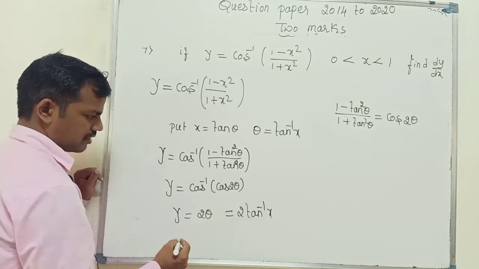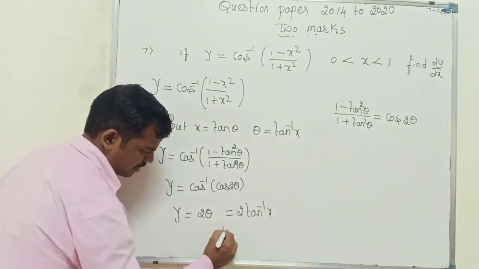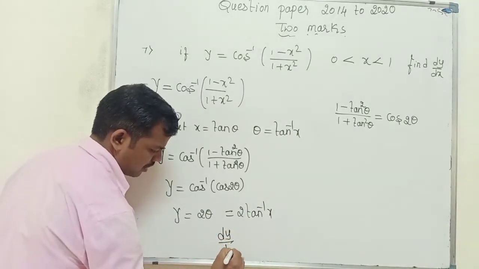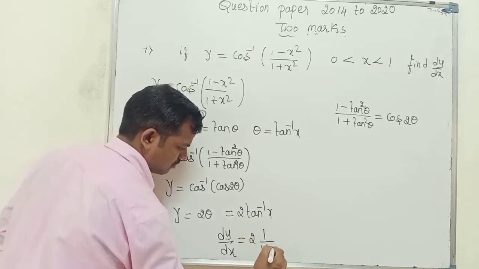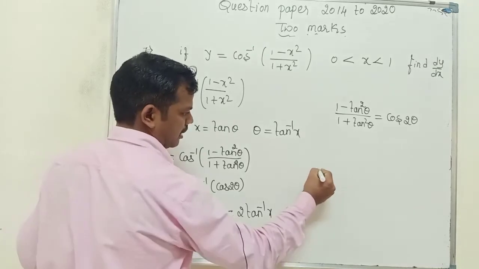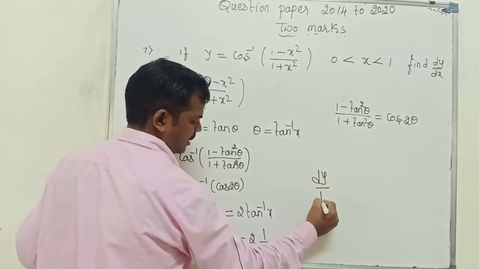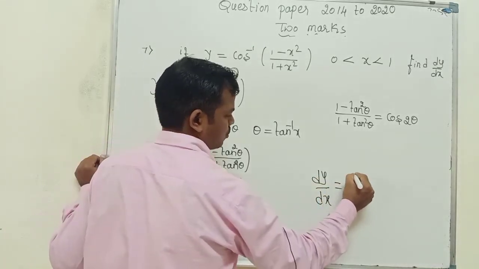So now differentiate this with respect to x. What happens? dy by dx is equal to 2 times the derivative of tan inverse x, which is 1 by 1 plus x square. So finally we got that dy by dx is equal to 2 divided by 1 plus x square.